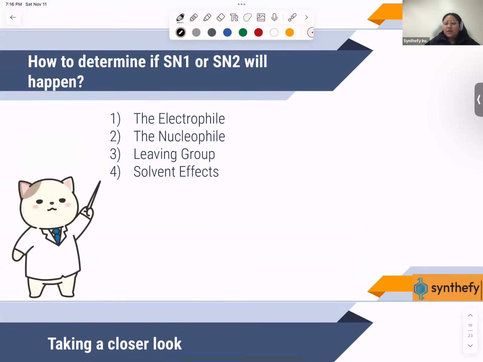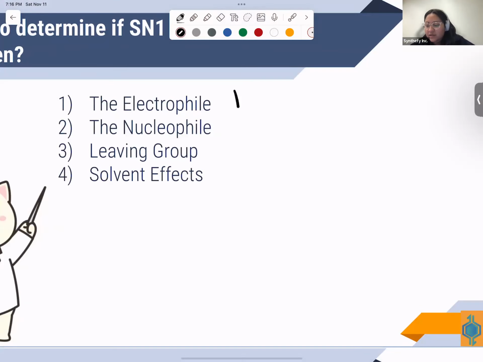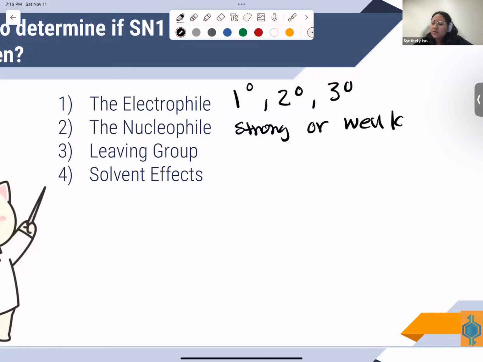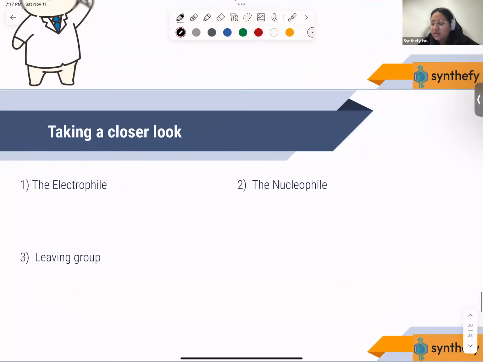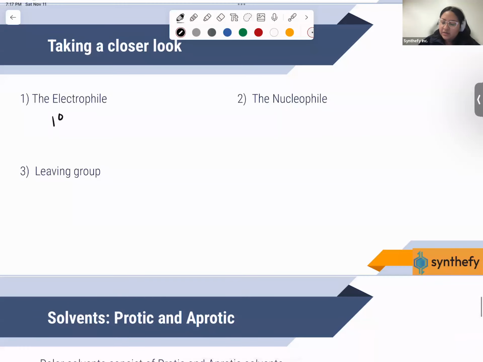So how do we determine if an SN1 or an SN2 reaction will happen? You look at the electrophile, the nucleophile, the leaving group, and the solvent effects. What does that mean? Is the electrophile primary, secondary, or tertiary? Is the nucleophile strong or weak? Is the leaving group good or bad? And is the solvent protic or aprotic? Now let's take a closer look. The electrophile, as I just said, is primary, secondary, or tertiary.